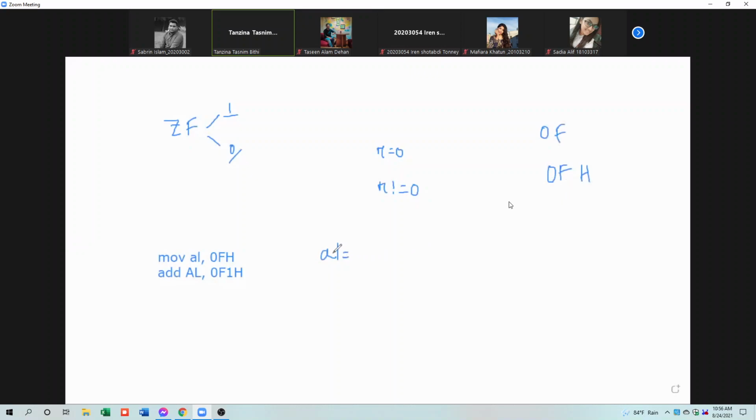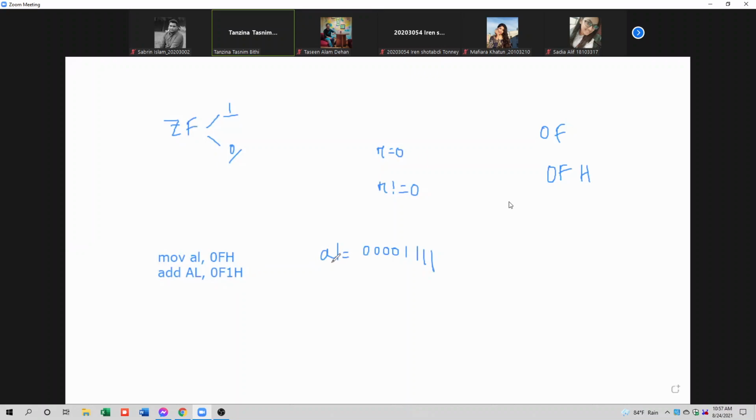So we are going to write the binary representation of 0F. AL is an 8-bit register, so the binary value of 0 is 0000, and F equals 1111. We have initialized the register with the value 0FH. Now the next instruction is ADD AL, 0F1. After initializing it, we are going to add 0F1 to the current value of AL.